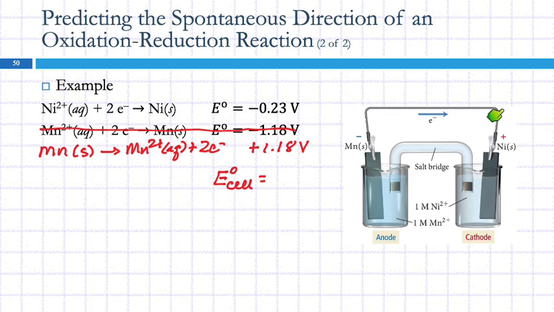So it's going this way. Because this one, looking at reductions, this one is more positive and that one's more negative. That just doesn't work for me. Did we have to flip it?